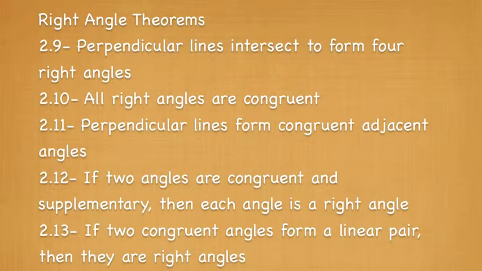Right angle theorems. Perpendicular lines intersect to form 4 right angles. All right angles are congruent. Perpendicular lines form congruent adjacent angles. If two angles are congruent and supplementary, then each angle is a right angle. If two congruent angles form a linear pair, then they are right angles.